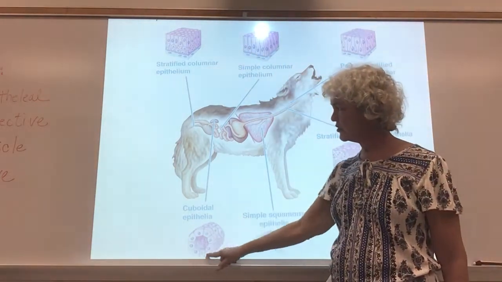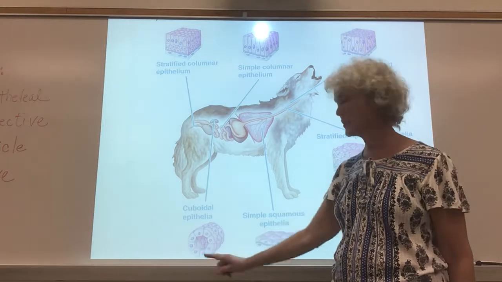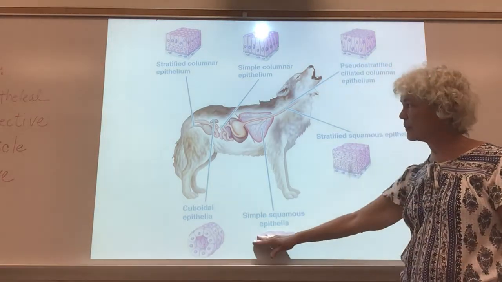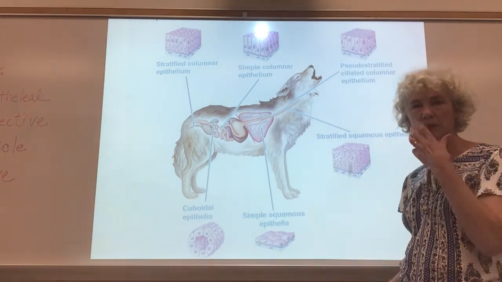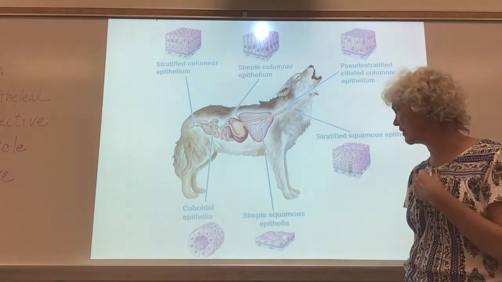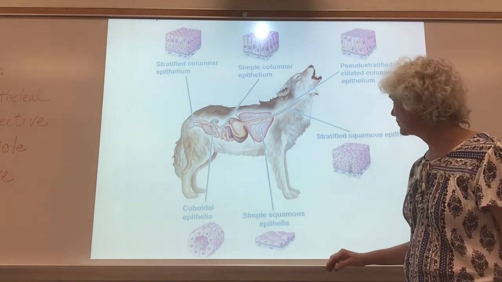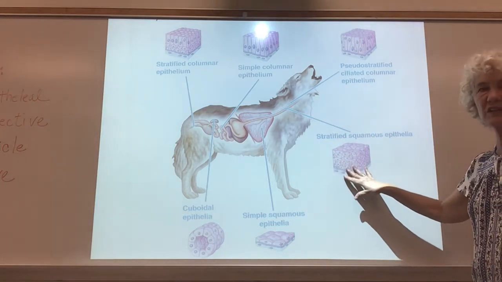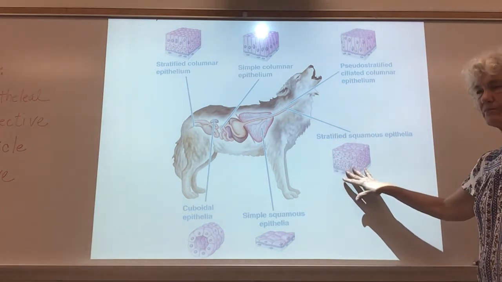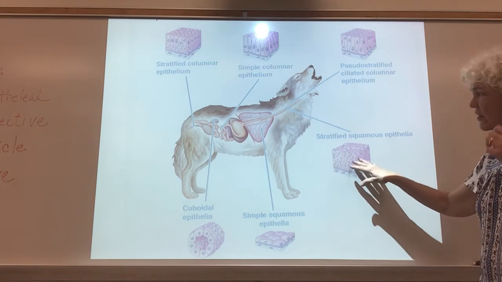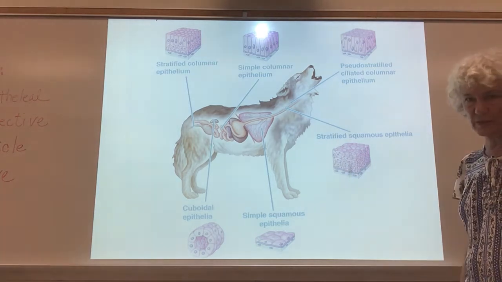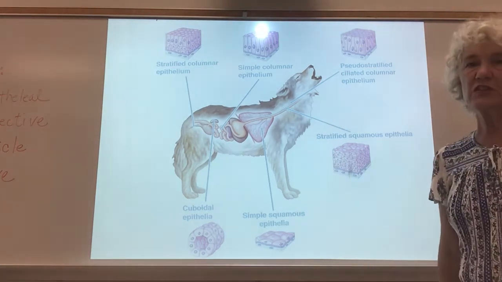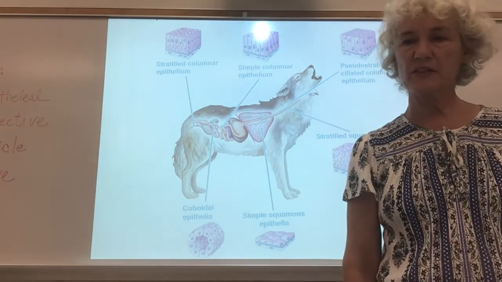Cuboidal is usually part of a duct of some sort. And simple squamous epithelial can be the linings of things, both outside and inside. And then you have the stratified squamous. This is like where there gets to be a lot of activity, like the inside of your esophagus, for example. All right, so those are the different types of epithelial cells.